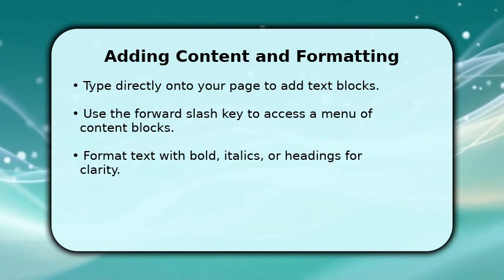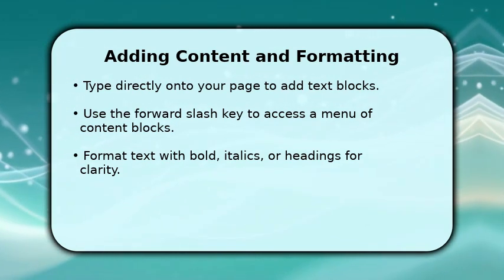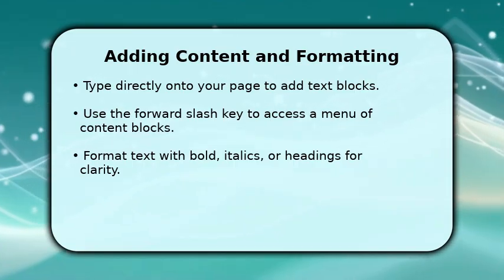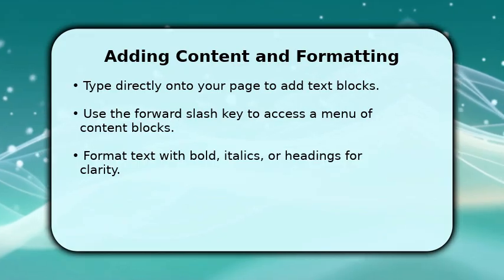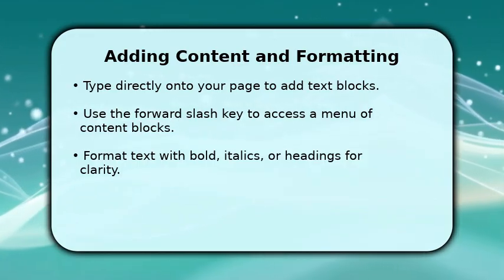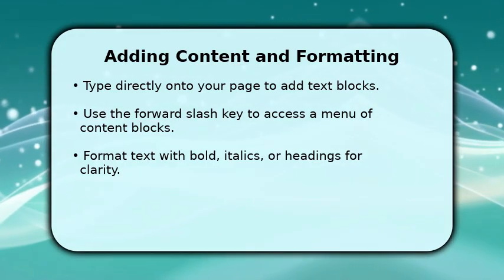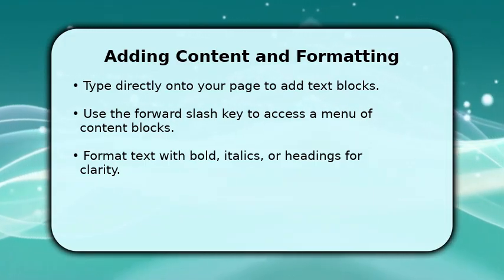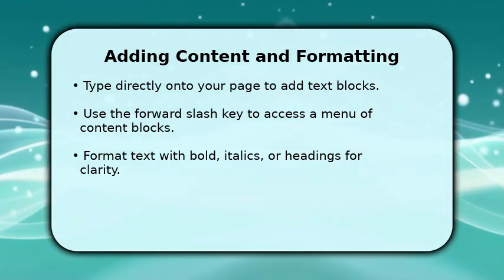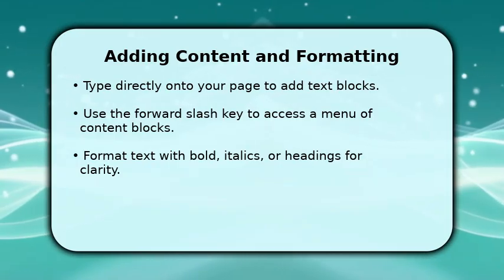To introduce different types of content, simply type a / and a menu will appear, offering options like headings, to-do lists, or images. You can easily format your text using the pop-up menu that appears when you select words, allowing you to make text bold, italic, or turn it into a heading for better organization and readability.